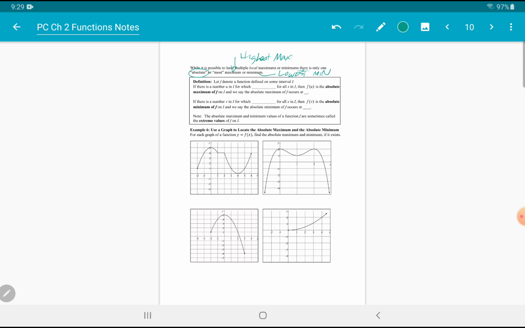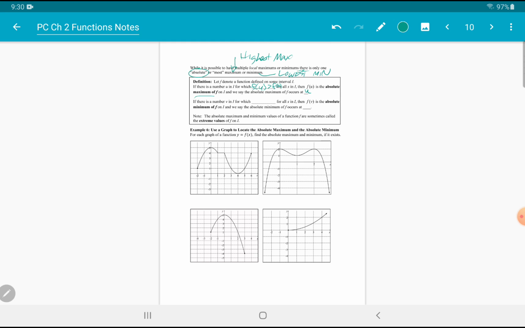Okay, so in terms of our definition, we're going to let f be that function again on some interval I, and there's going to be a number u in there where it will give us the absolutes. Now, in order for us to have that absolute maximum, it occurs at the value of u. Sorry, I meant to say f of u is greater than f of x for all x in I.